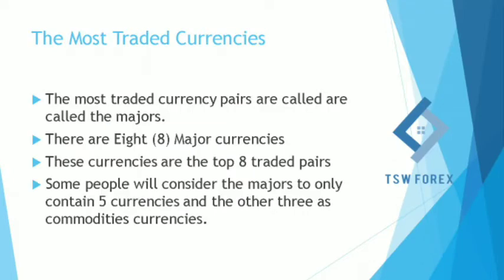The most traded currency pairs are called the majors. There are 8 major currencies. These are the top 8 traded currencies. Some people will consider the majors to only have 5 currencies, and the other 3 are considered commodity currencies. However, we have 8 major currencies.